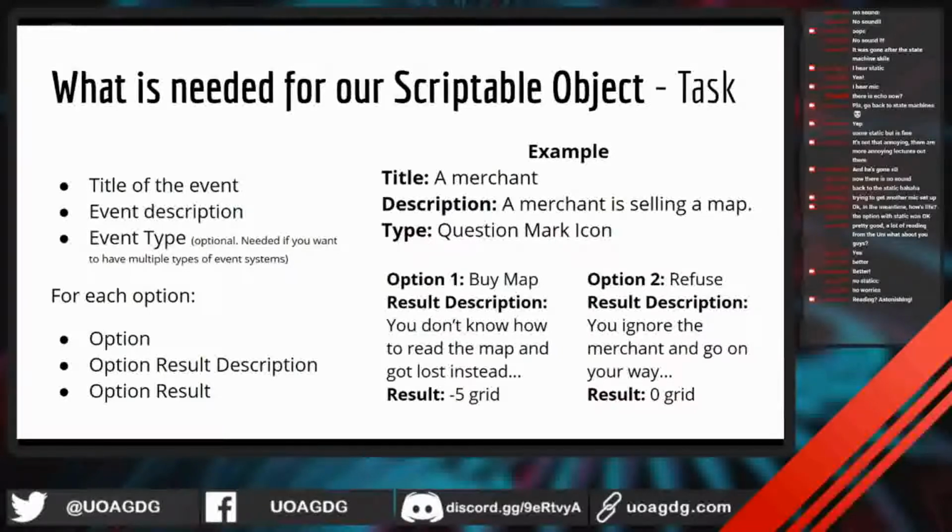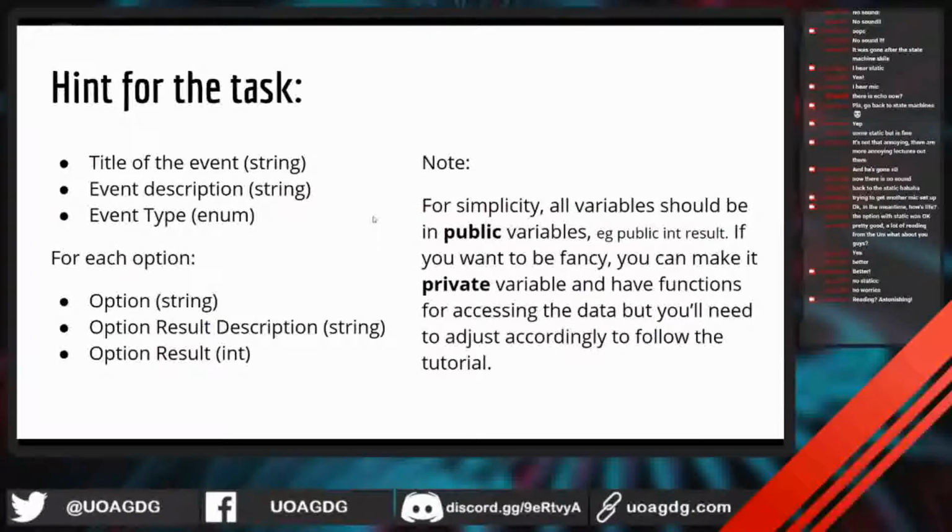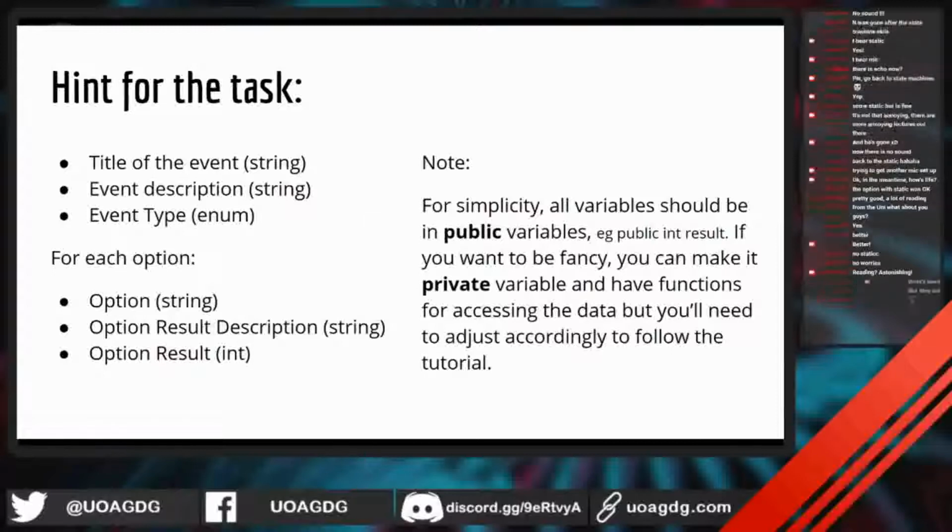So in that case we're doing 2 options. Example on the side. For our task, it's helpful to have the right types associated. To make things easier, public variables are best. However, if you want, private variables are also an option, but you're going to have to create some functions to retrieve those results. So, are you up for the challenge?